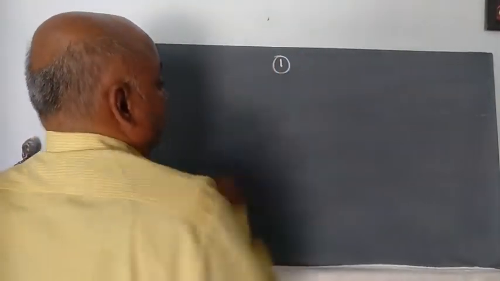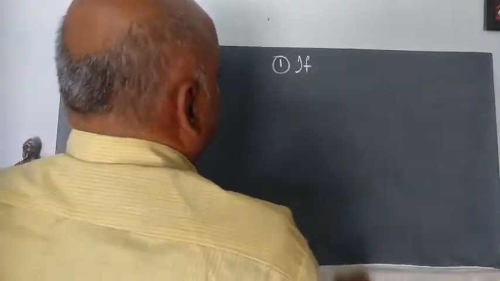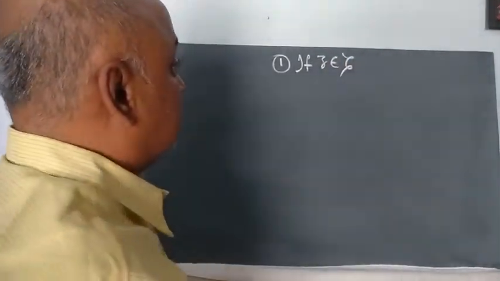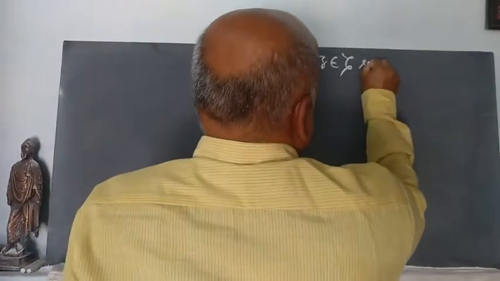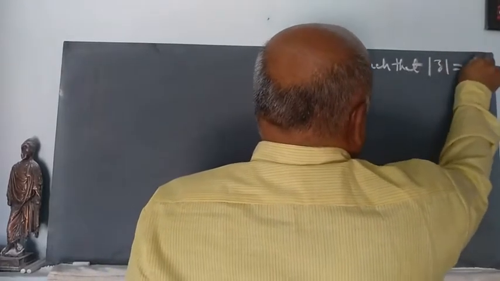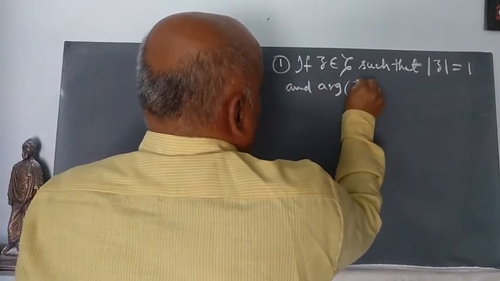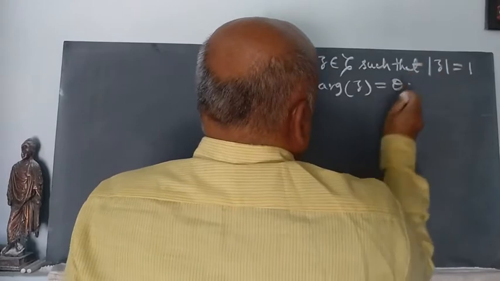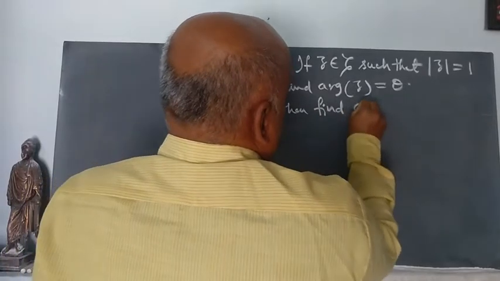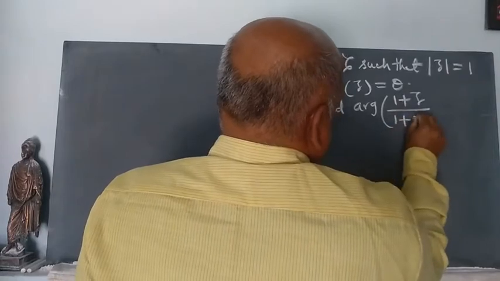The very first problem. If z belongs to C, it means z is a complex number such that mod z is equal to 1 and argument of z is equal to theta, then find argument of (1 plus z) by (1 plus z bar).